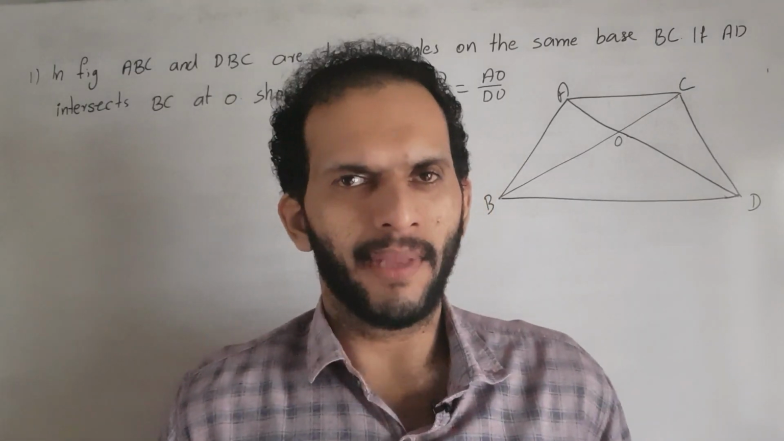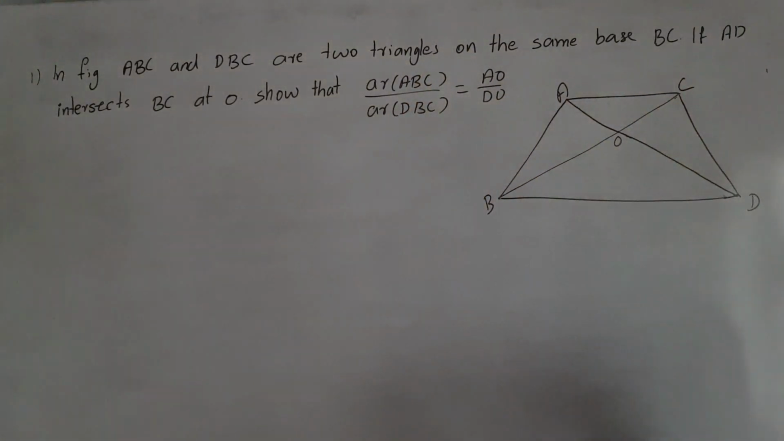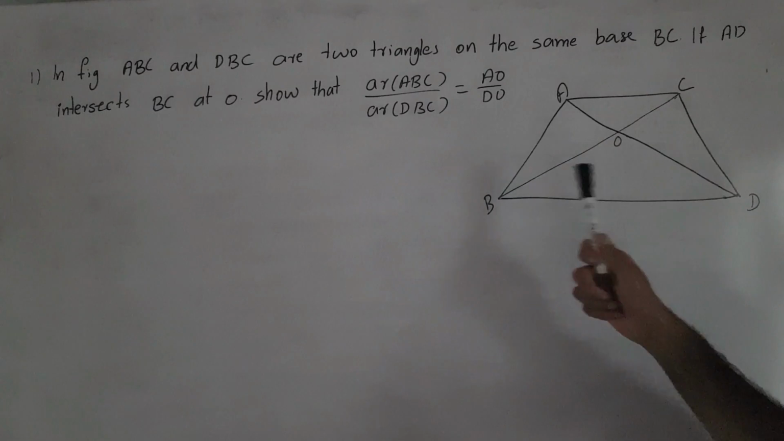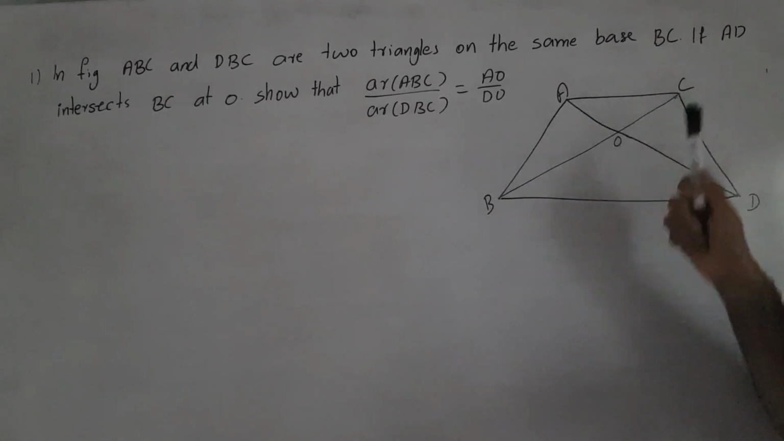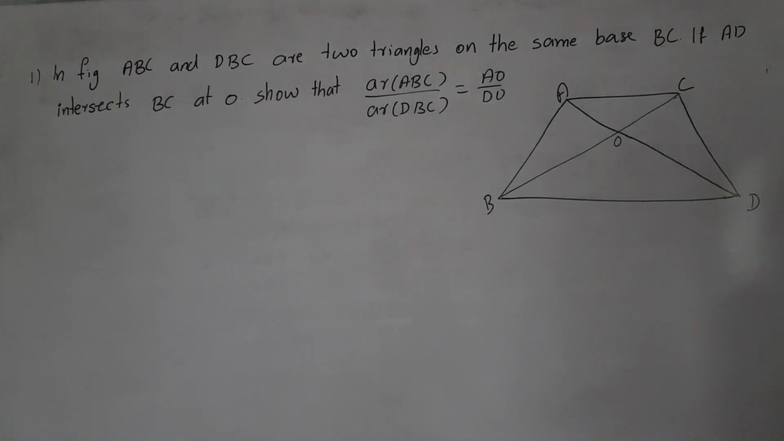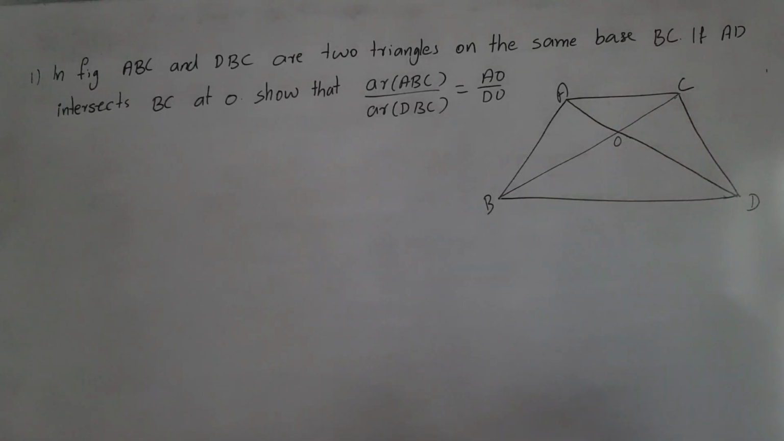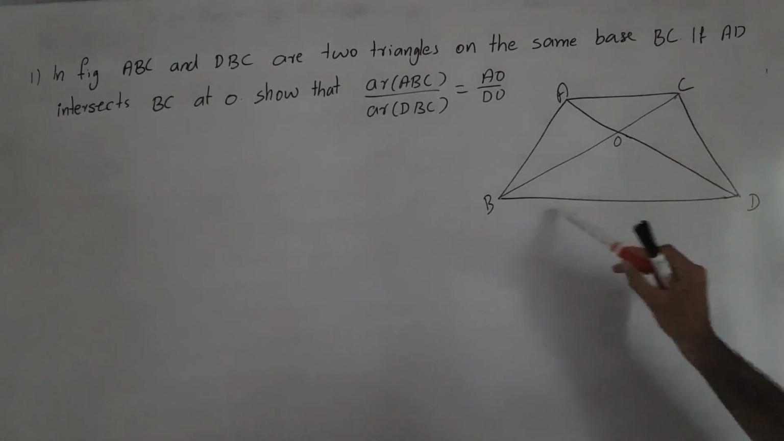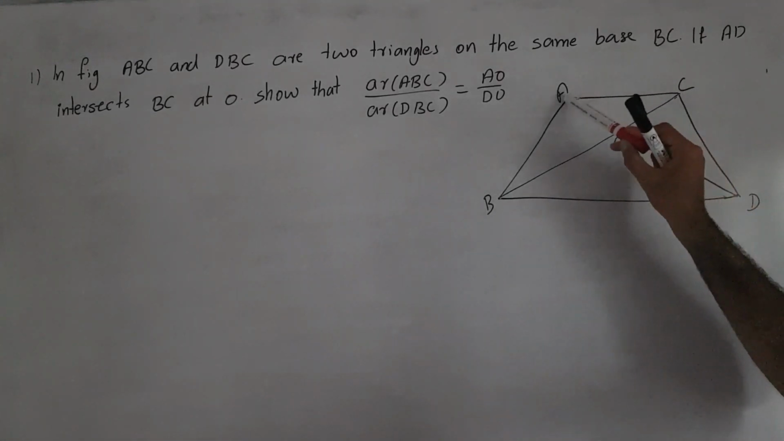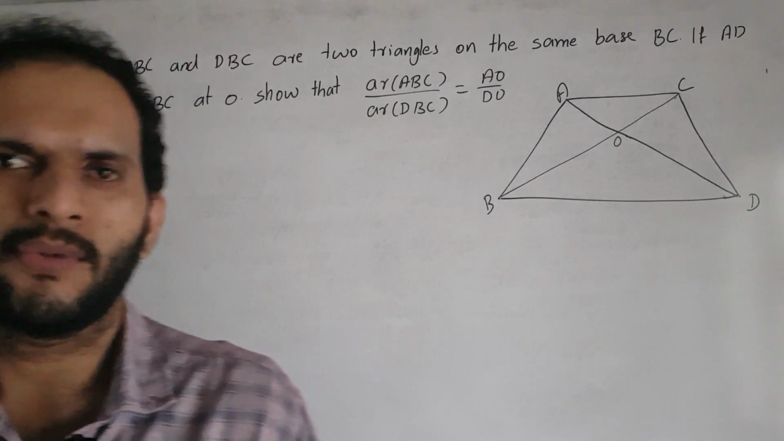Here we are discussing the idea based on the theorem. So our first question is like this: in the figure, ABC and DBC are two triangles on the same base BC. If AD intersects BC at O, show that area of ABC by area of DBC is equal to AO by DO. Okay, then here it is very clear.